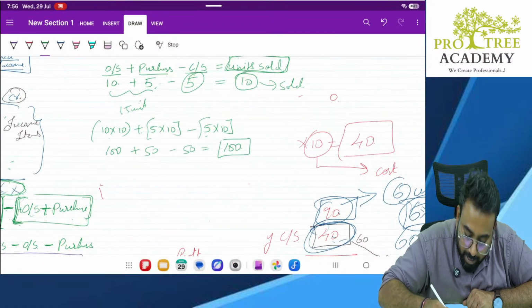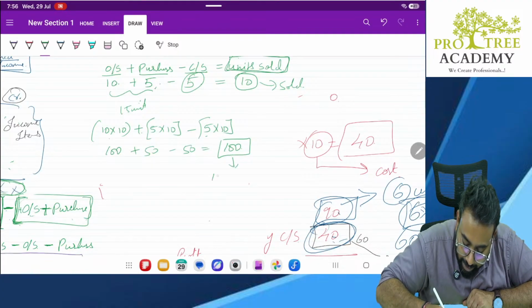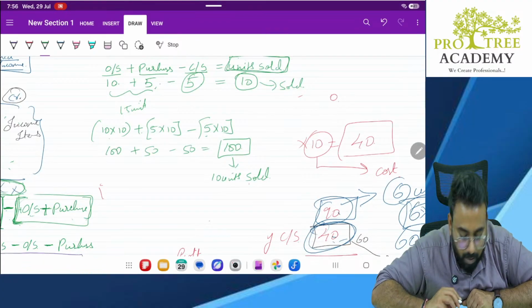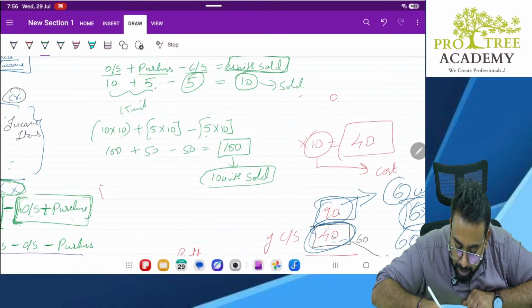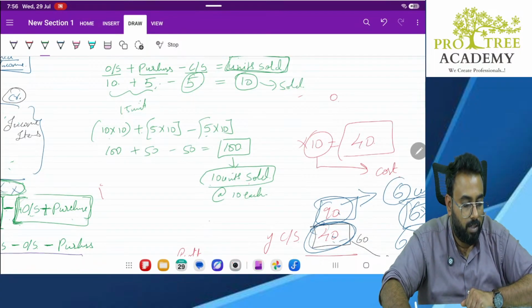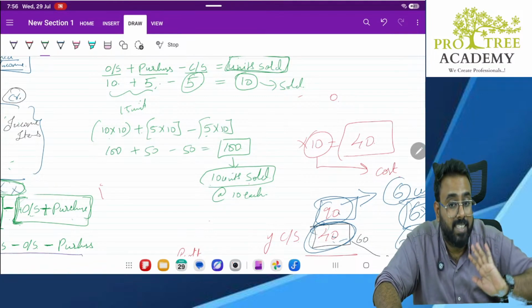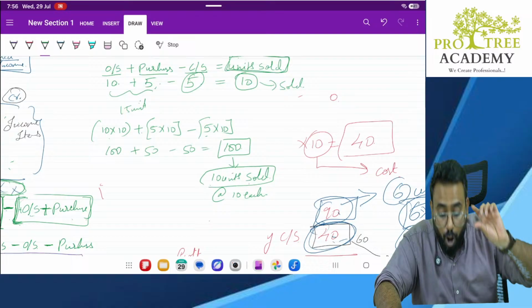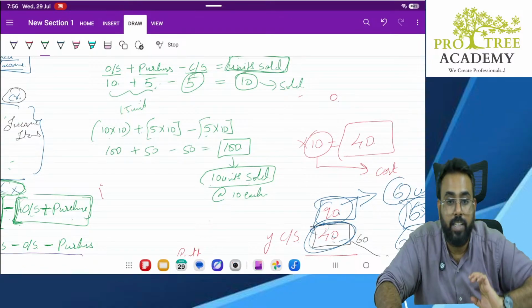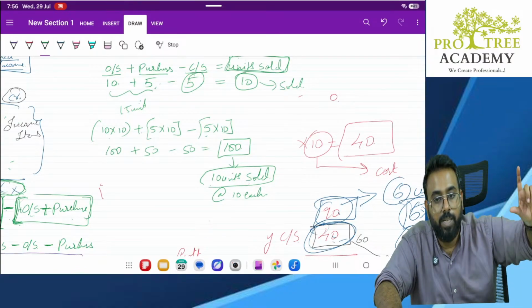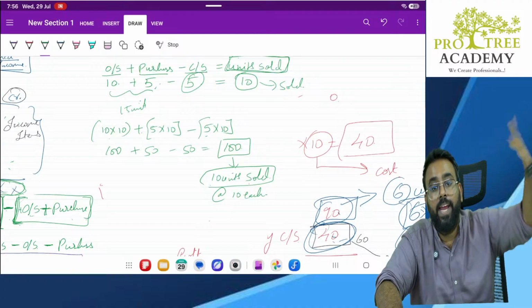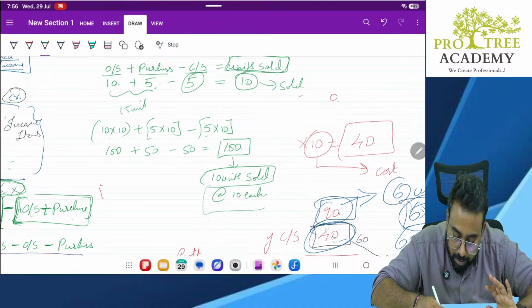What is this 100? This is nothing but 10 units sold. And what was the cost of these 10 units sold? 10 rupees each. Sir, that means we sold at 10 rupees. No, we didn't sell it at 10 rupees. The cost of each unit. Cost means the price we paid for each unit is 10 rupees.